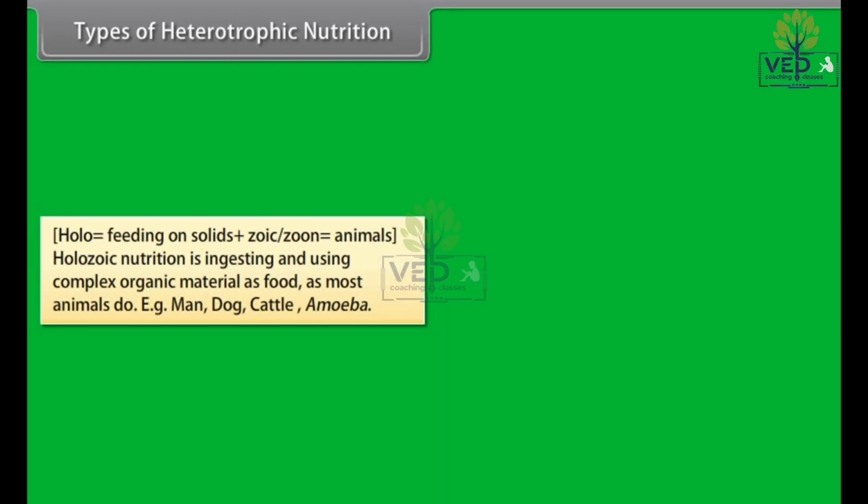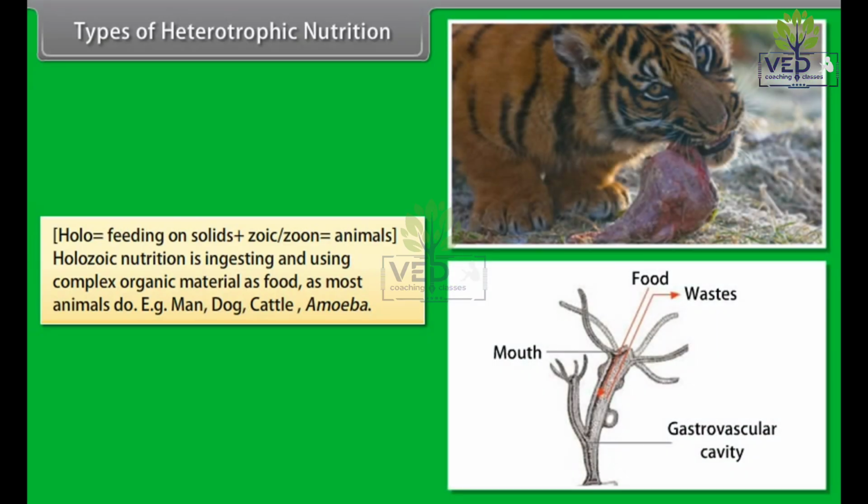Holo means feeding on solids, and zoic, from zoon, means animals. Holozoic nutrition is ingesting and using complex organic material as food, as most animals do. That is, man, dog, cattle, amoeba.